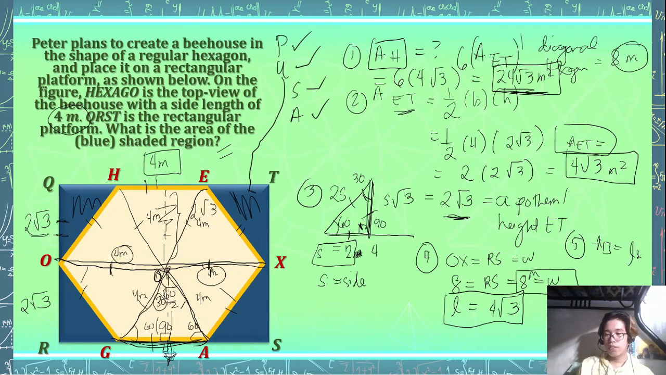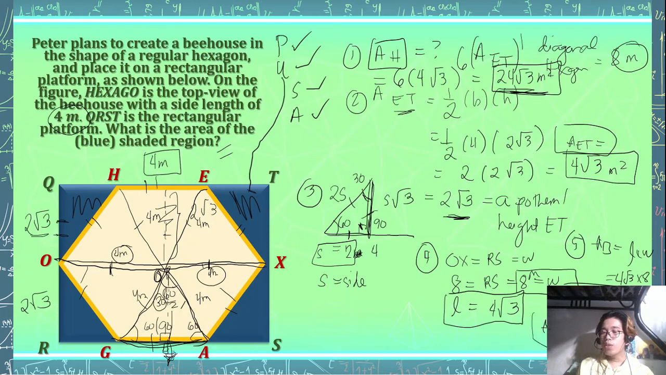Now solving for the area of the rectangle, so we have here area of rectangle QRST is going to give us length times width. And we know that the length is equal to 4 square root of 3. If we multiply that by 8, that's going to give us 32 square root of 3. So therefore the area of the rectangle is equal to 32 square root of 3 square meters.